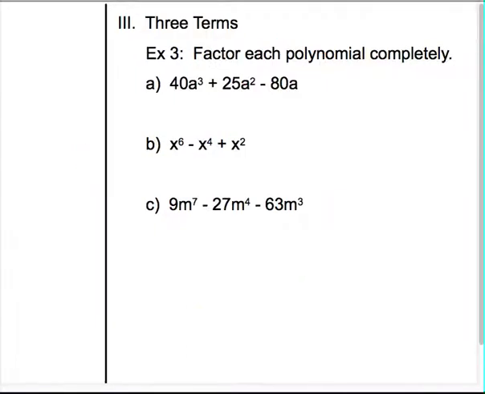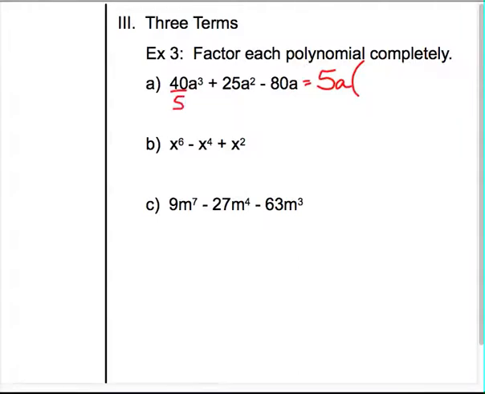This is our last page. This time we're looking at 3 terms instead of 2 terms. So finding the GCF for all 3 terms, looking at 40, 25, and 80, I'm seeing 5 as my greatest common factor. And all 3 terms have 1a on them. So 5a is my greatest common factor.